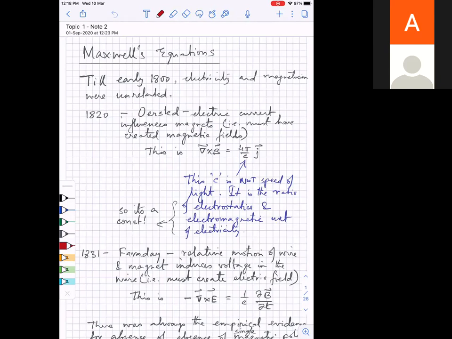So what Oersted was basically showing us is this part of Maxwell's equations, where the curl of B is connected to the current density. Now, if you look at the c over here, this c is not the speed of light. Till now, when Oersted wrote this equation, not of course in this form, the c that comes over here is not the speed of light. It is the ratio of the electrostatic and electromagnetic units in electricity. Okay, so it's a constant. It turns out that it is the speed of light, and that was what Maxwell showed later. So that was in the 1820s. So electric current influences magnets.